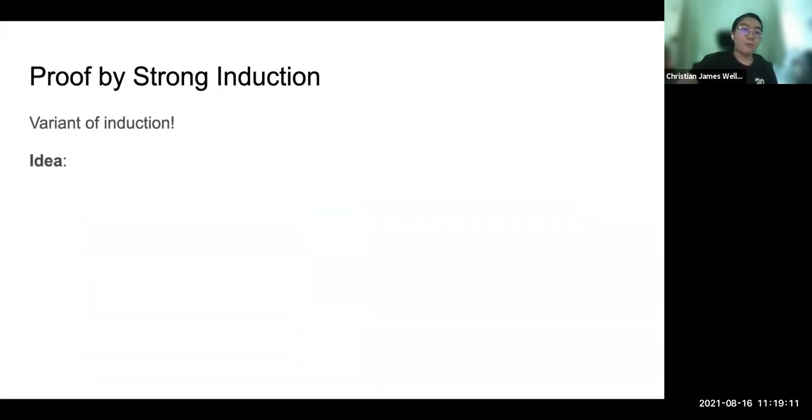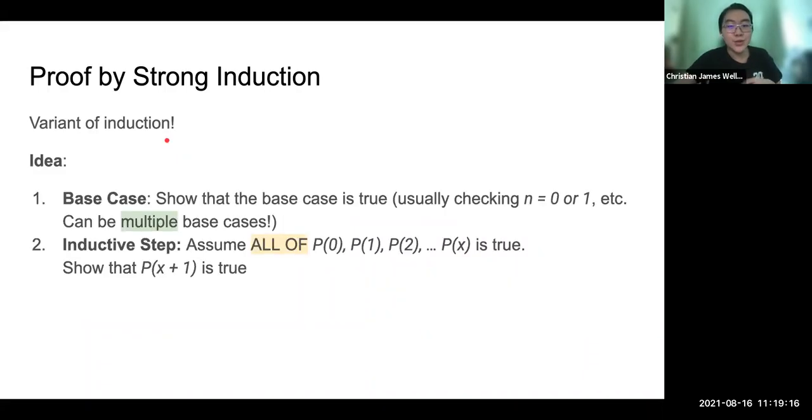Next, we'll talk about proof by strong induction, which is a variant of induction. The idea is very similar to regular induction. We have base cases, and the base cases are true. I want you to remember that there can be multiple base cases. Sometimes it's possible to prove things with limited base cases, but I think it is easier if you have multiple. Sometimes, like when proving Fibonacci, using multiple base cases is easier.